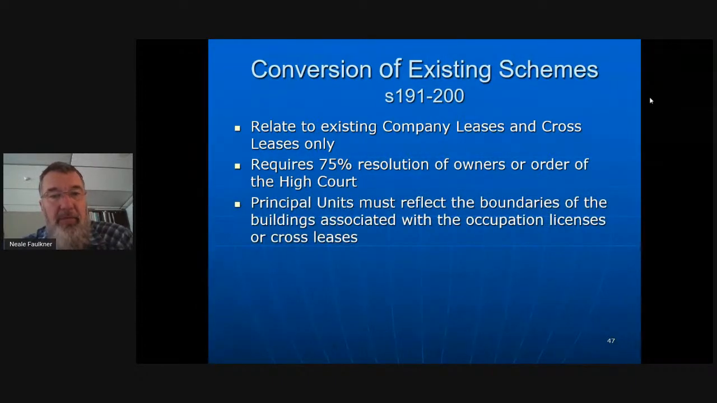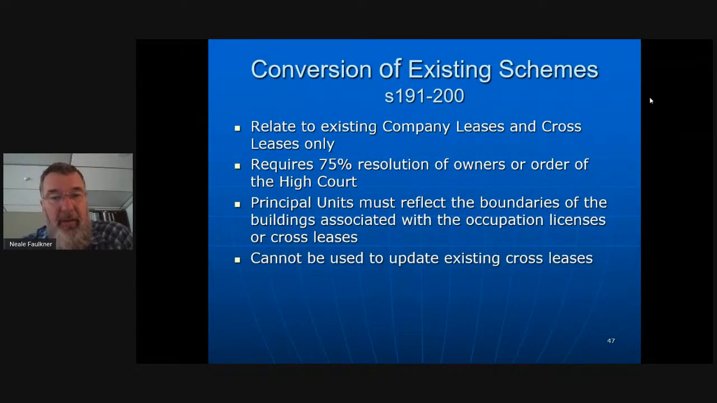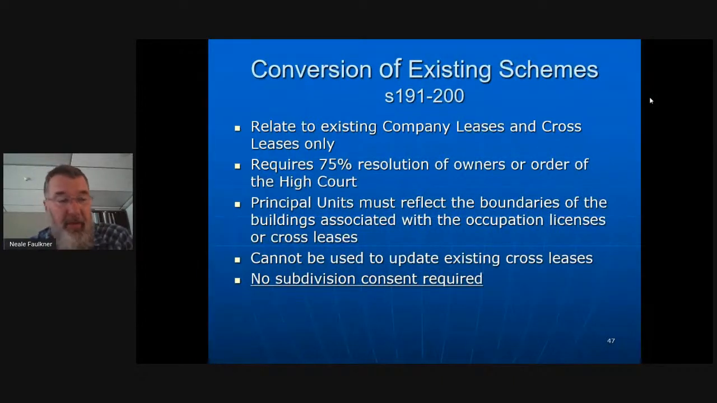The principal units that you create on your unit plan must reflect exactly the boundaries of the buildings associated with the occupation licenses or the cross leases. So in other words, you can't use this process to update units that have changed shape or anything like that. It's got to be an exact mimic of what you started with, and can't be used to update existing. And the big thing about this, which makes it attractive, is no subdivision consent is required, because most of these are existing situations, of course. They probably complied on the day.